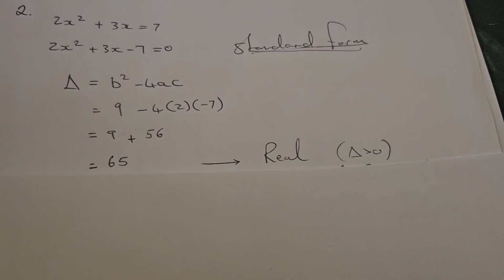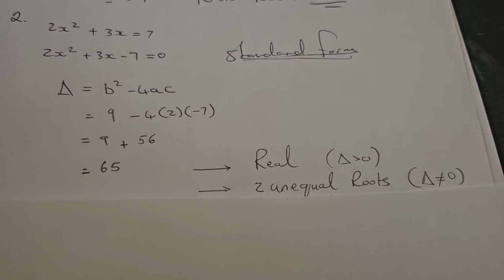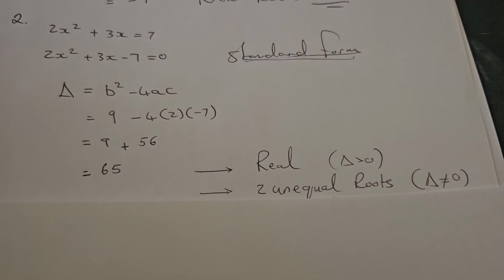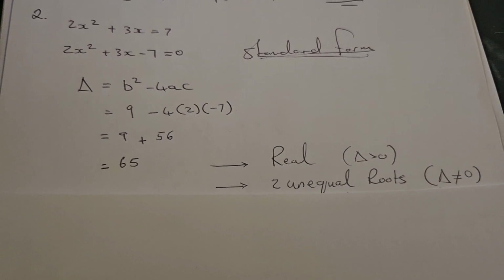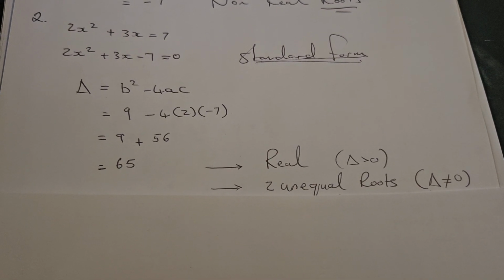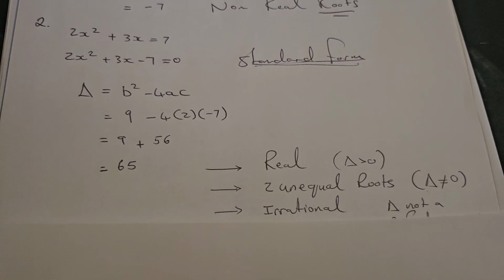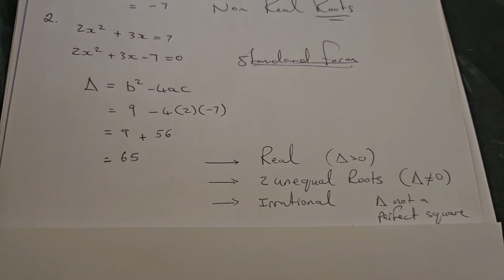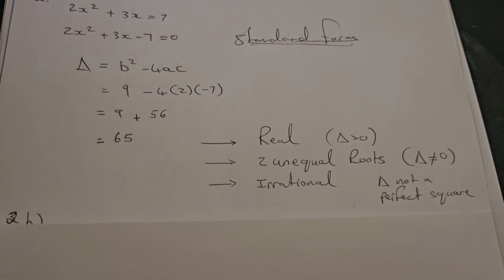We have to state that. Since it's not equal to 0, we know there are 2 unequal roots. Don't just write unequal roots, write how many? 2, okay? The next thing is this is not a perfect square, which means that it is irrational. Delta is not a perfect square. Okay, these are the types of things you should state with nature of root questions.